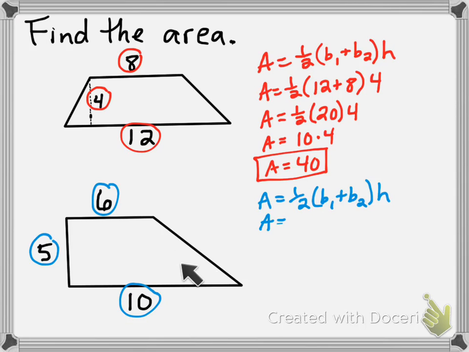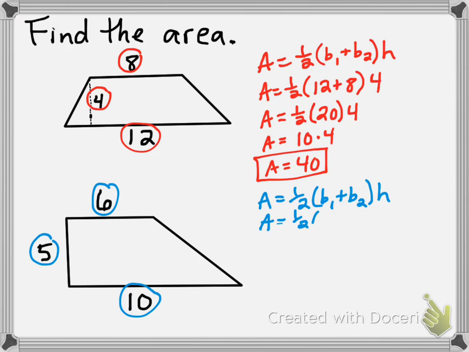I can't use these two as the bases. But it doesn't matter which one I call B1 and B2, because if I do 10 plus 6 or 6 plus 10, I get 16 either way. So it doesn't really matter which one you call B1 and B2. Typically, most people call B1 the bigger one, so you can do it that way, or whichever way you want.